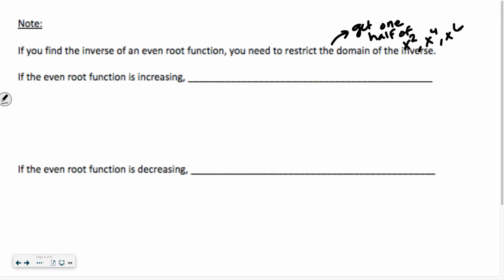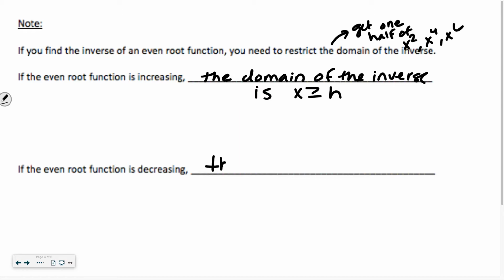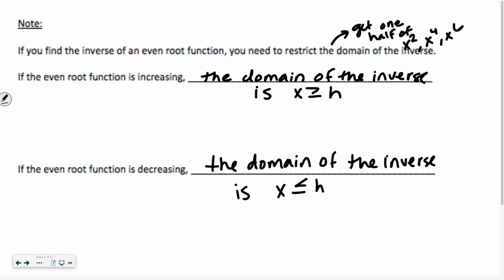If the even root function is increasing, the domain of the inverse is x greater than or equal to your h value, like if you moved left or right at all in the inverse function. If your even root function is decreasing, the domain of the inverse is x less than or equal to h.